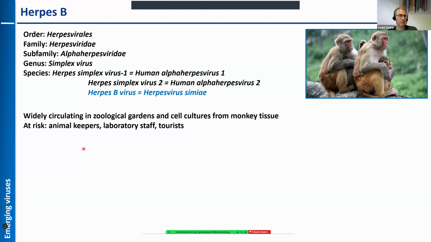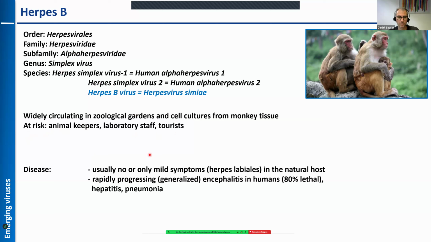So that means everyone who is exposed to monkeys is at risk, including animal keepers or tourists, for example, who also get in contact with monkeys. Usually this herpes virus doesn't cause severe disease in monkeys. It just causes lip blisters, like herpes simplex virus infections usually do in humans. But if the virus crosses the species barrier and is transmitted from monkeys to humans, then it may cause a very severe disease and encephalitis in humans that is lethal in most of the cases.